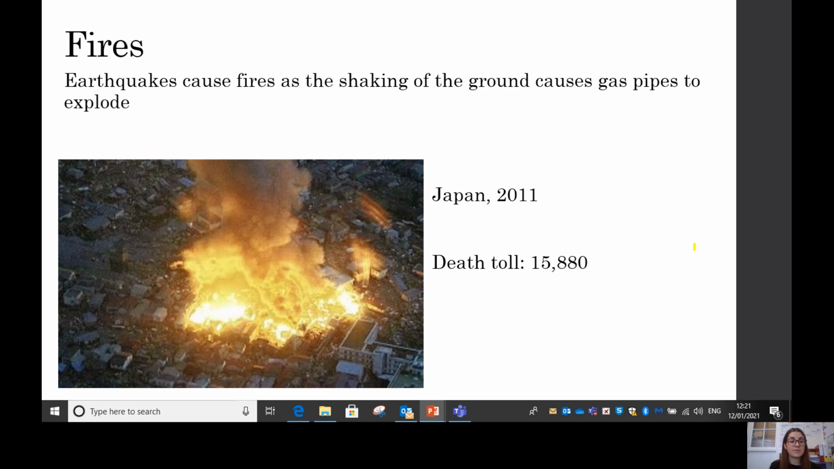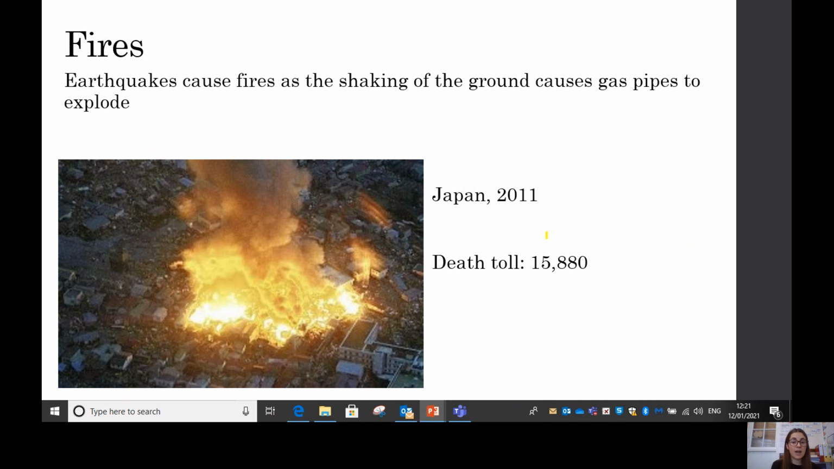The next physical effect of an earthquake is fires. Earthquakes cause fires as the shaking of the ground can cause gas pipes to explode. Obviously in our houses, we all have electricity and gas, but if an earthquake were to happen, the ground would start to shake, and this could make the pipes explode.